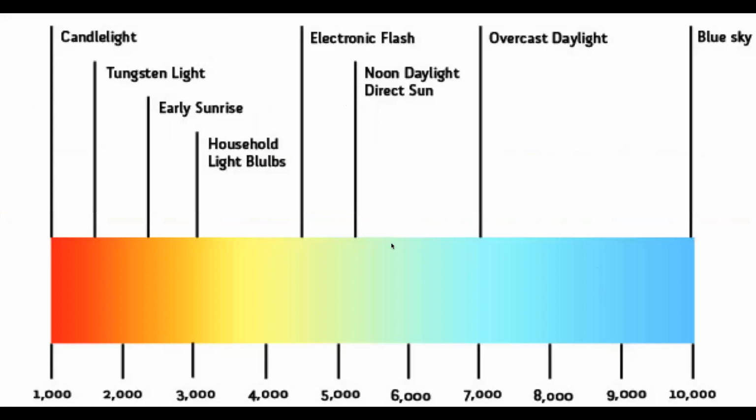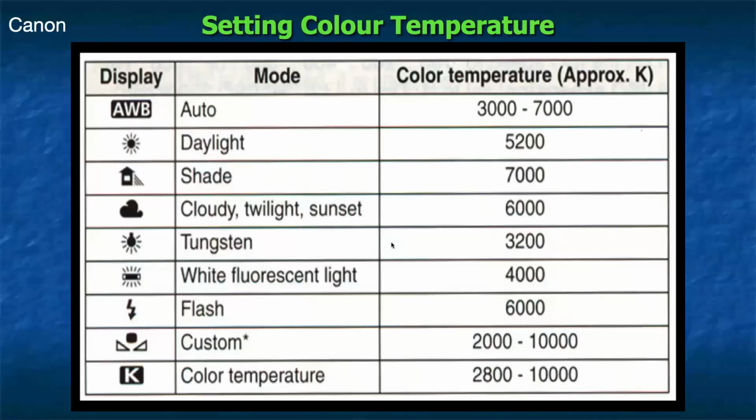So go with the manufacturers. Now, even the manufacturers can't agree on everything, but at least they're consistent and they're close. Now here, auto white balance for Canon. This is an older model and they might have some fluctuation in the new model, but auto goes from 3,000 to 7,000 degrees Kelvin.